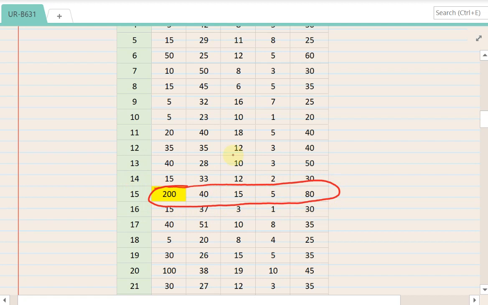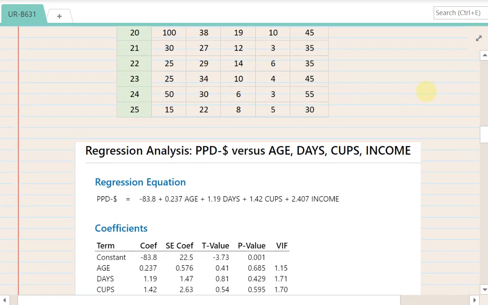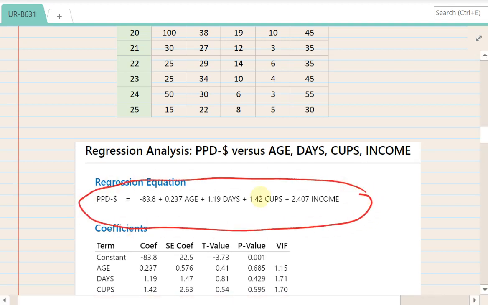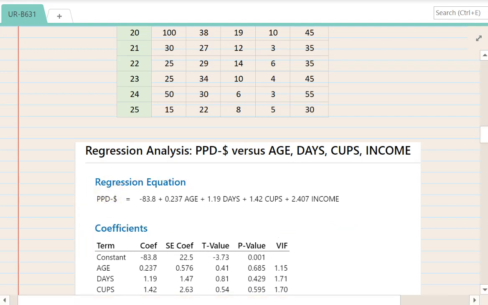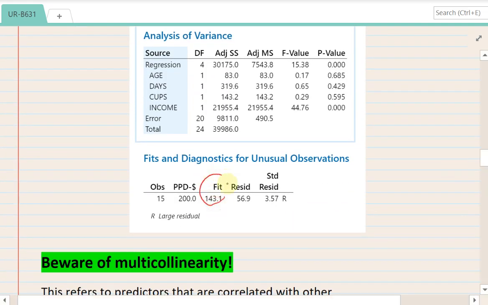So if you put 40 for age, 15 for how many days a month they visit the Starbucks, 5 for how many cups of coffee they drink, and 80 for the income of the person, into our regression model, right, that was put into this model right in here. If you put those 4 numbers in here, this ends up being the 140 and change that we just saw. Okay, so that's where they're coming from. That's where this number came from.